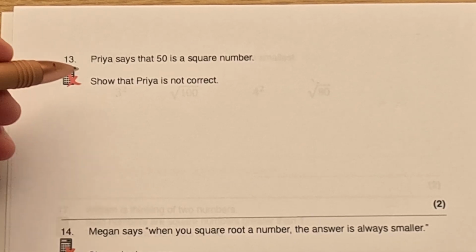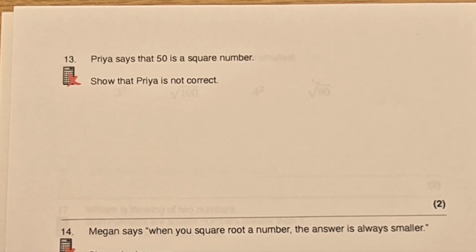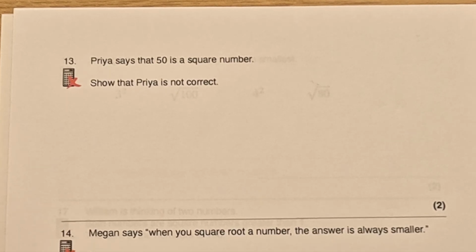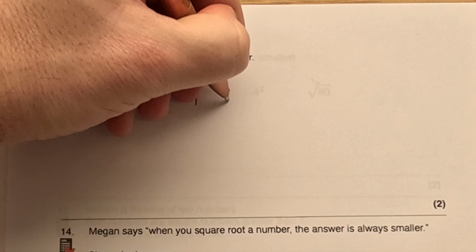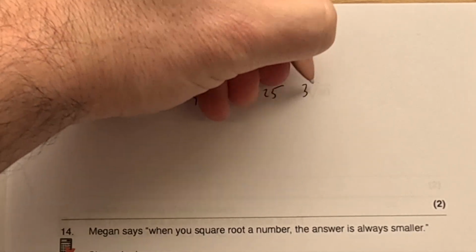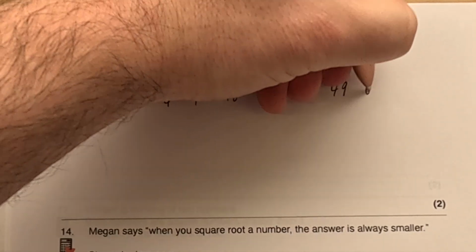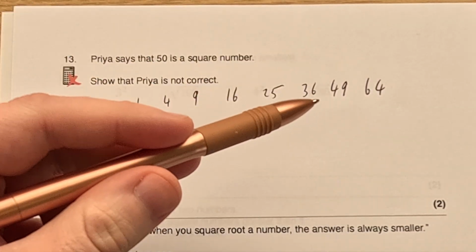So question number 13 says, Priya says that 50 is a square number. Show that Priya is not correct. Okay, so we know our square numbers. Our square numbers are 1, 4, 9, 16, 25, 36, 49, 64, and so on. As you can see, 50 is not a square number.